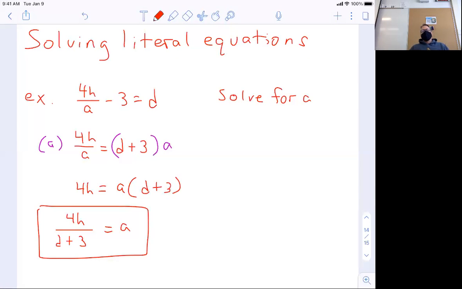Sometimes I get the question, well, do you have to solve it? It is solved. It's solved for a. It's solved for a in terms of h and d, but it is solved for a.